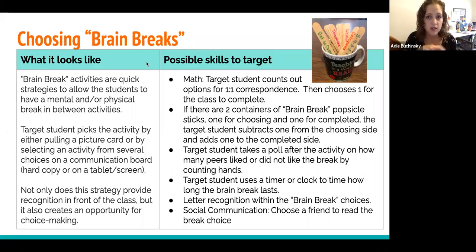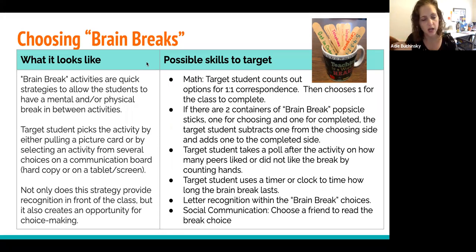There might be 2 containers of brain breaks, the ones we haven't done yet this week and the ones we've already done, and student can create some number sentences using those, or make some comparison judgments based on which has more and less. The student could also take a poll on how many students in the class liked that brain break when it was done. So they're counting peers' hands and noting that somehow on a tracking sheet. The student might be responsible for a timer or a clock to calculate how long we're going to do the break for.